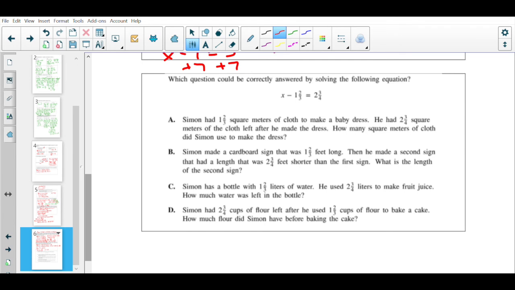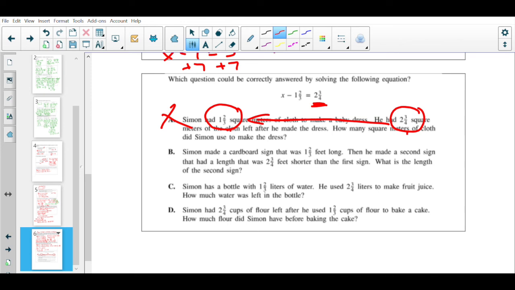Simon had 1 2/3 square meters of cloth to make a baby dress. He had 2 3/4 square meters of cloth left after he made the dress. How many square meters of cloth did Simon use to make a dress? Well, first off, this doesn't work because if he starts with this much and he cuts out a larger amount, that doesn't make sense. How could you be left with that amount, right? So we're starting with this, which is a smaller amount, cutting out this from that. So that doesn't make sense, so A doesn't work.